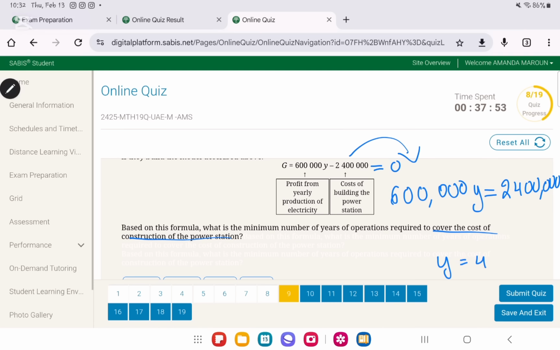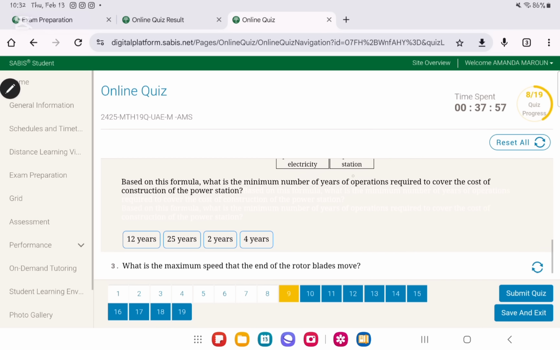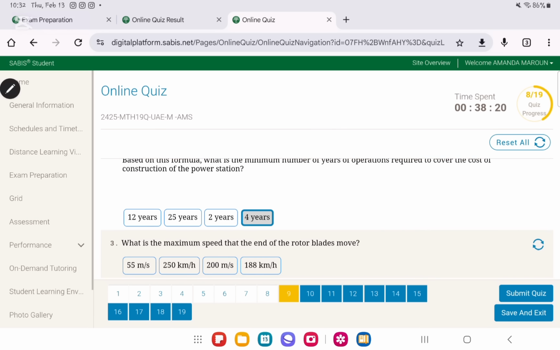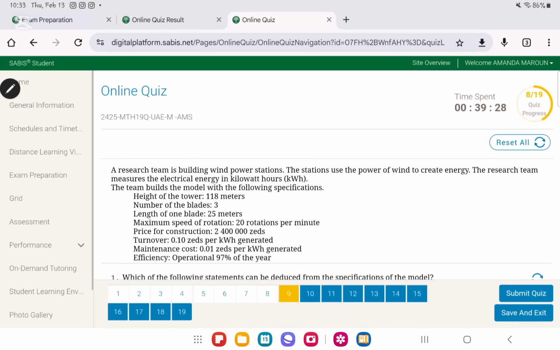So it takes, in general, 4 years. Okay, 4 years is the minimum number of years of operation required to cover the cost of construction of the power station. Okay, so now we move on to question number 3. They said, what is the maximum speed that the end of the rotor blades move? So let us go up and gather all of the information.